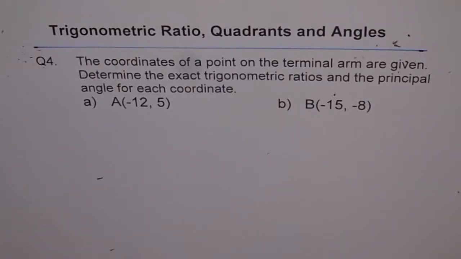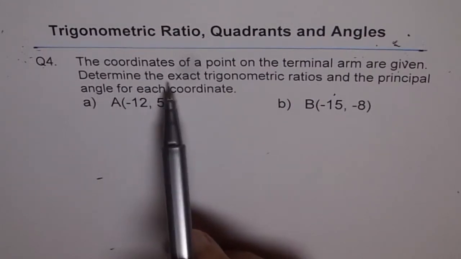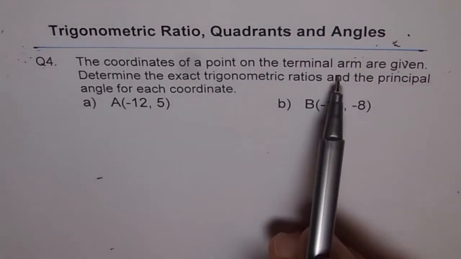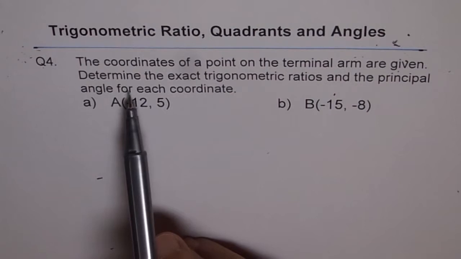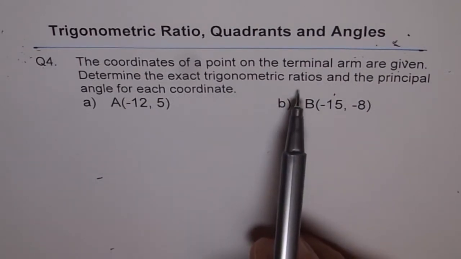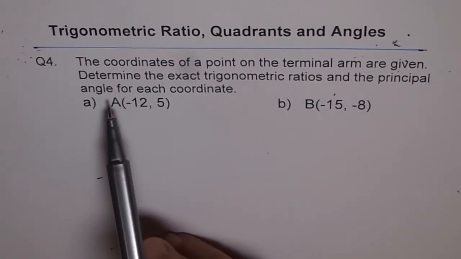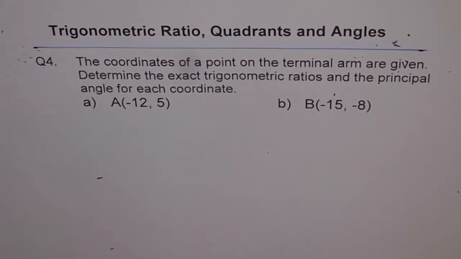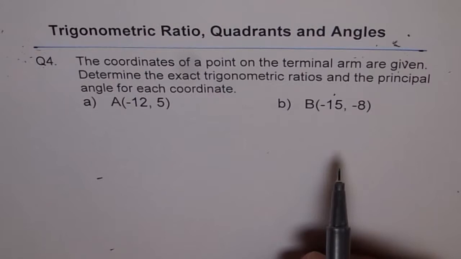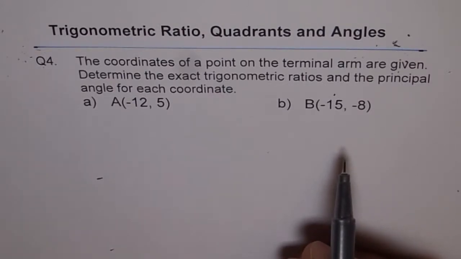Trigonometric ratio, quadrants and angles. Question 4. The coordinates of a point on the terminal arm are given. Determine the exact trigonometric ratios and the principal angle for each condition. Now here are two problems. I'll do one of them and leave the other for you.